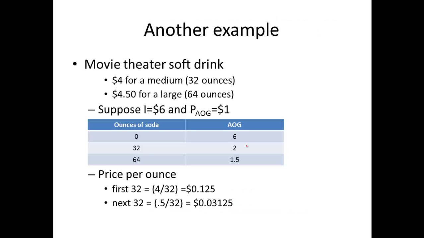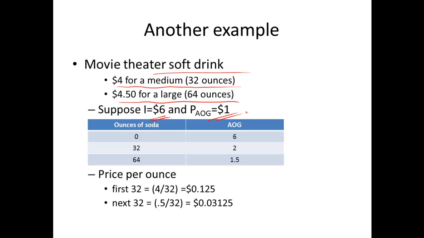Let's talk about one other example from real life that's sort of familiar. Let's think about a movie theater soft drink. Now we often see these pricing schemes inside the movie theater. It's $4 for a so-called medium, that's 32 ounces, and then $4.50 for a so-called large, which is 64 ounces. Now let's suppose an individual has $6 to spend and the price of AOG is $1. AOG is the other stuff besides the soda that one can purchase.